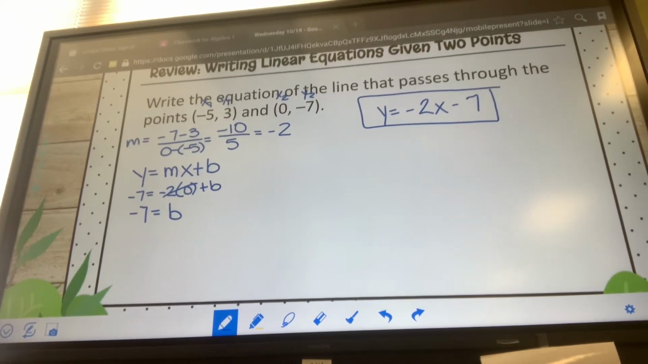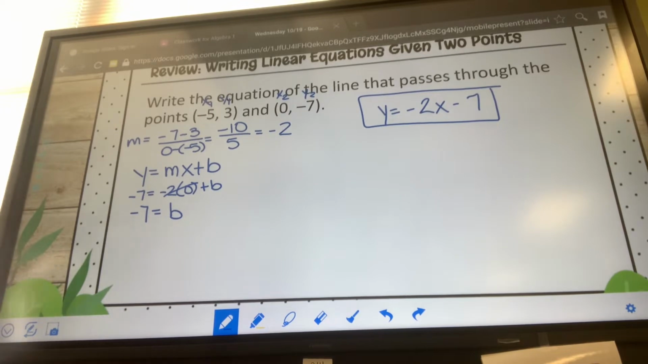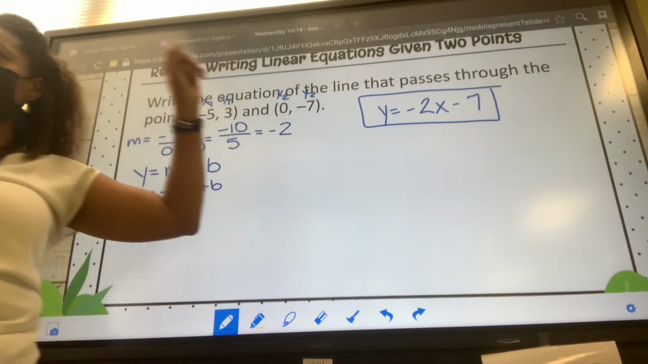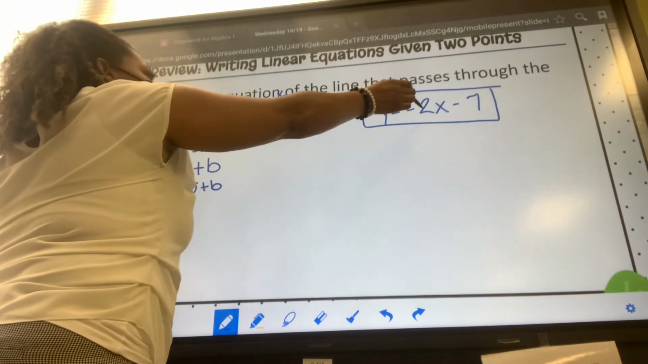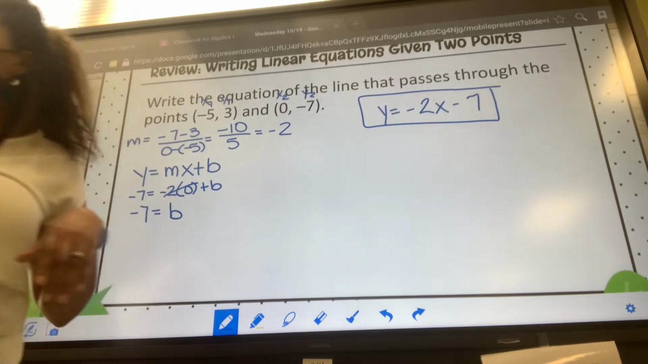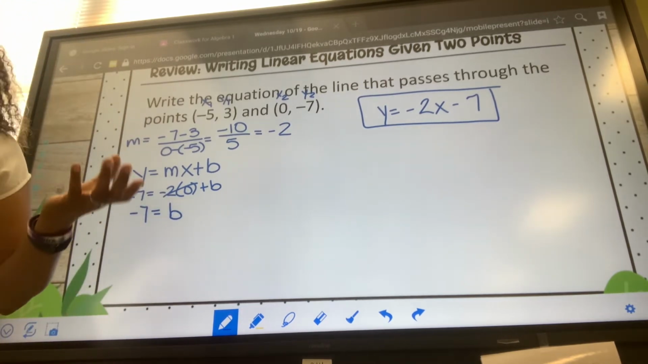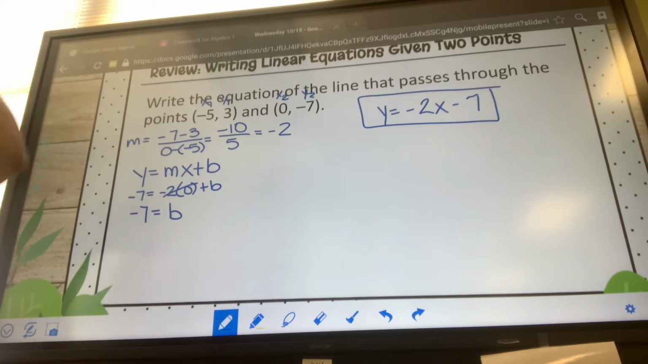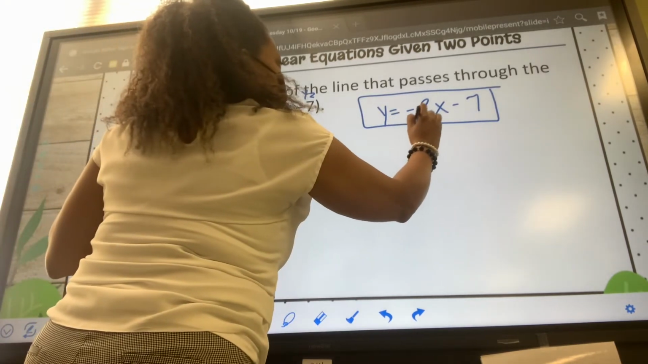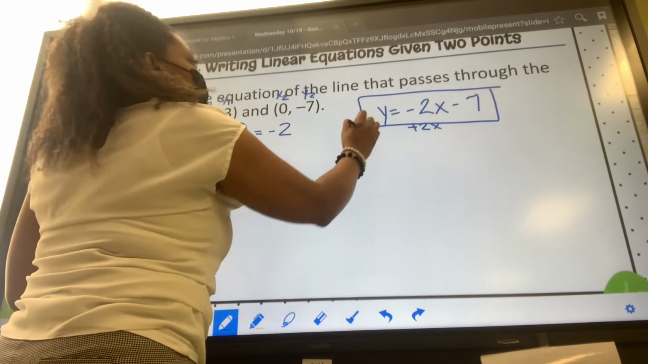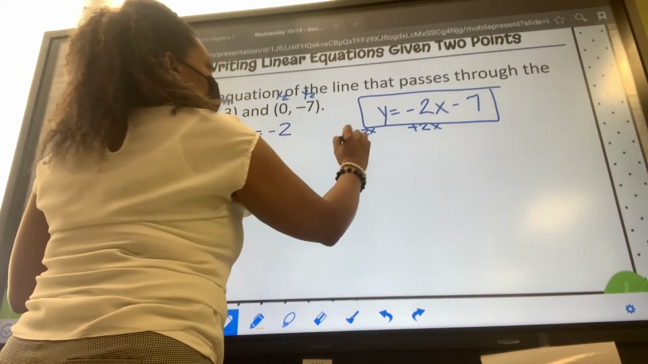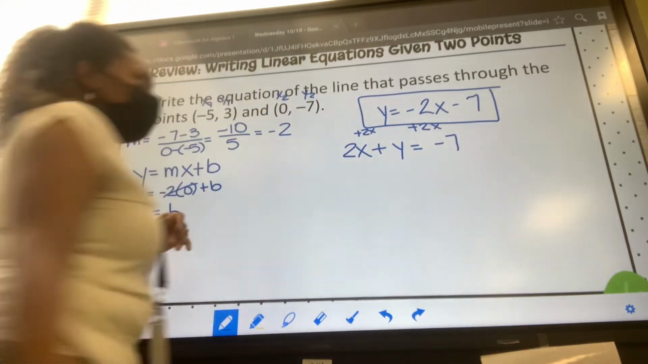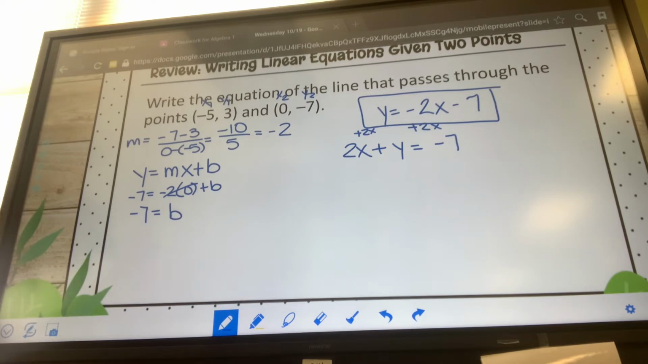Now, from slope intercept, we can easily go into standard. So in standard form, the x needs to come over to the side where the y is. So if I want to move this to this side, it's negative 2x, so it's going to go to the opposite, and the sign goes to the opposite as well. If we need to show the work, it's basically a plus 2x to cancel that out. So plus 2x over here, and we end up with 2x plus y equals negative 7. Is that good?